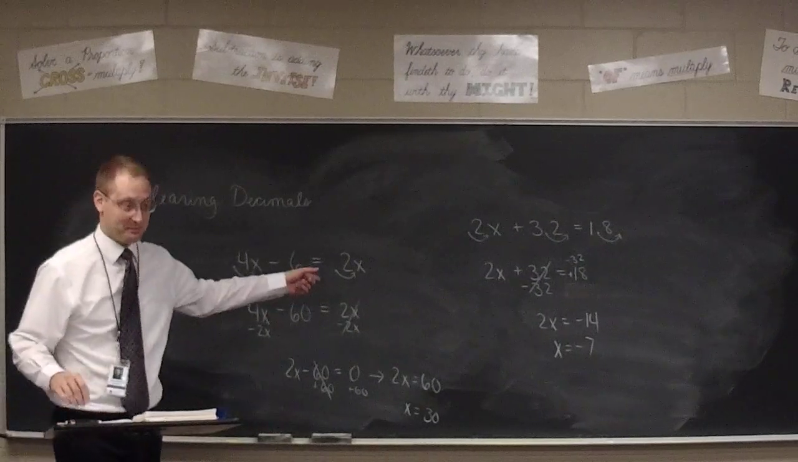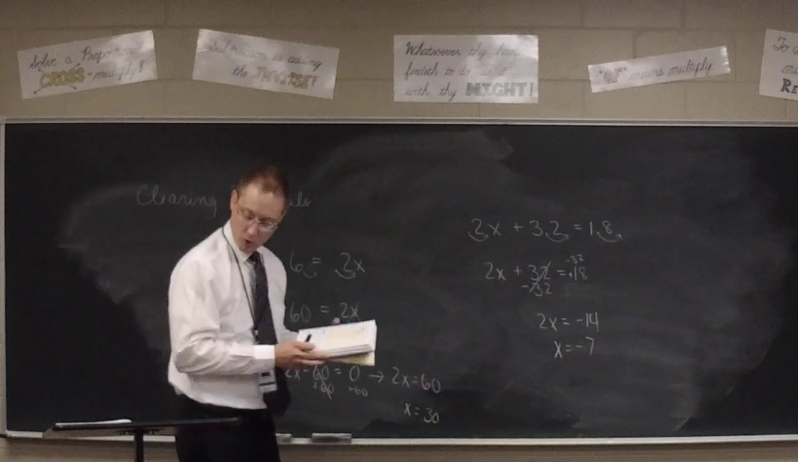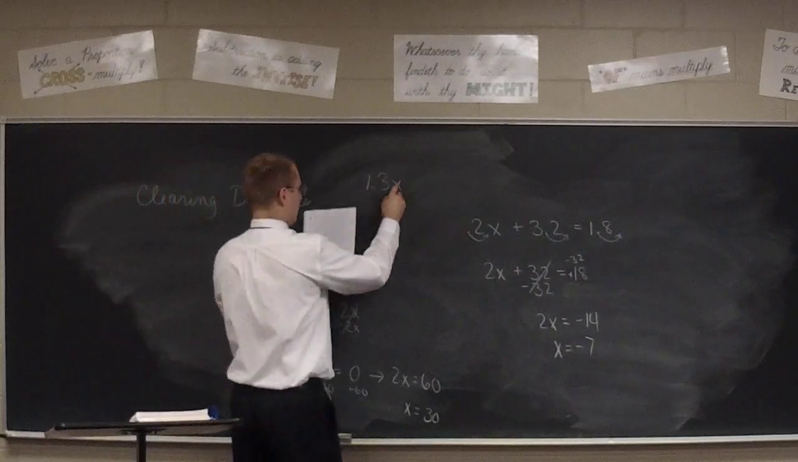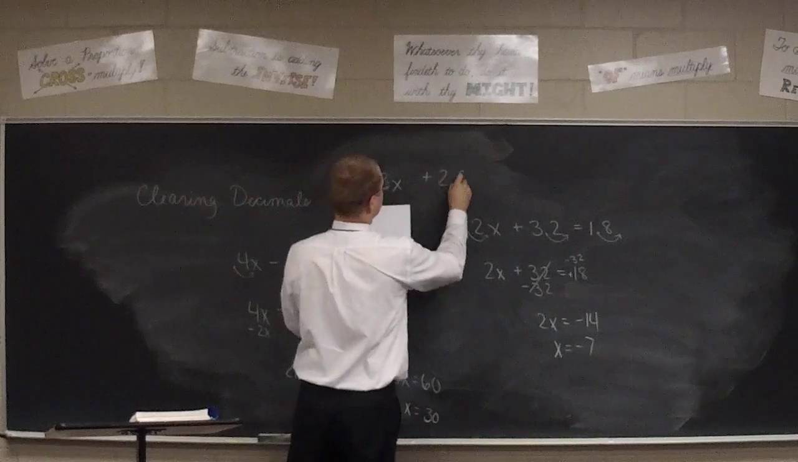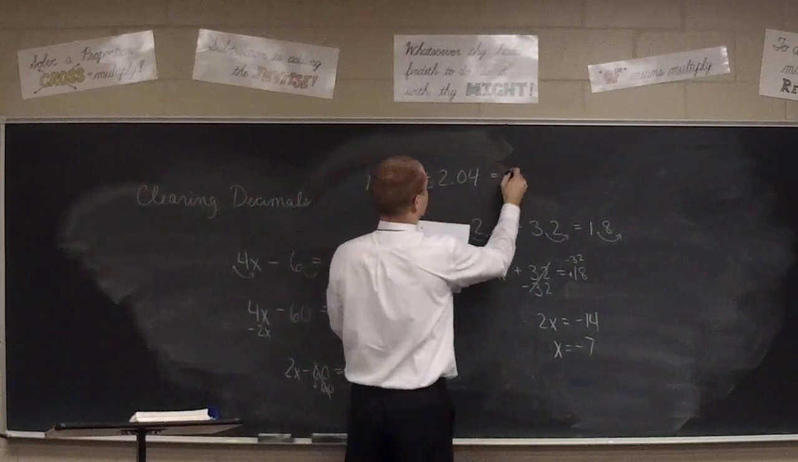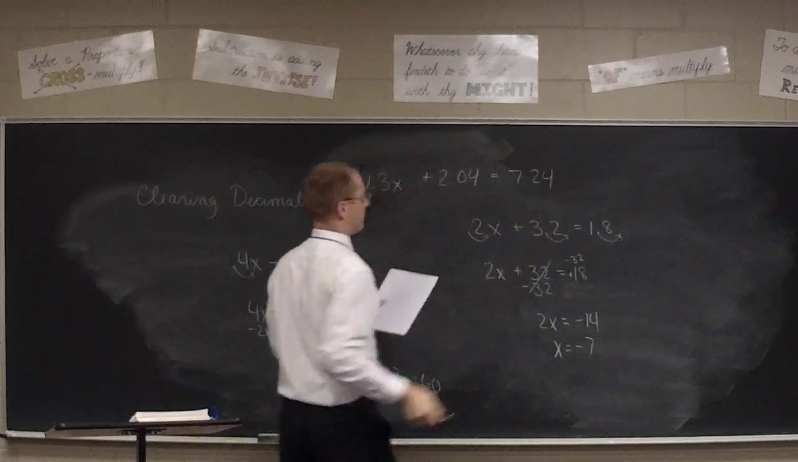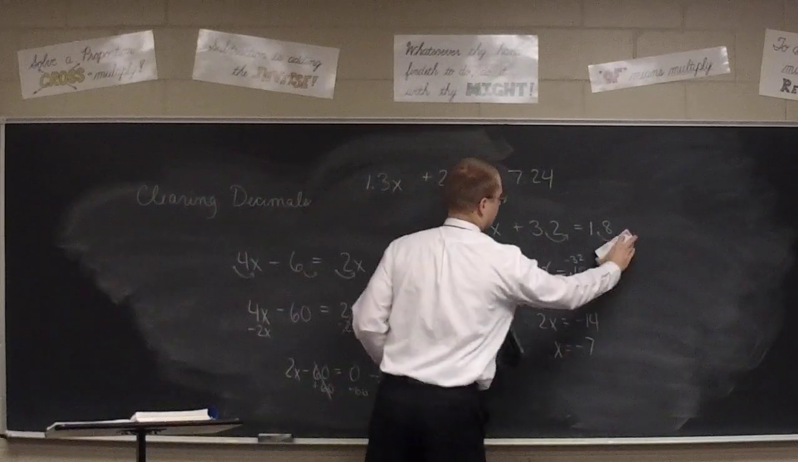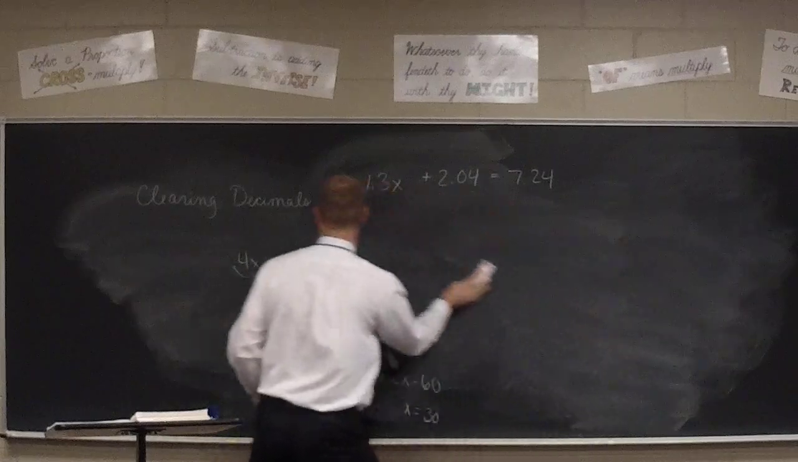Questions on this? Let's do one more. I'll write this one down. 1.3x plus 2.04 equals 7.24. At your seats, do the first step.